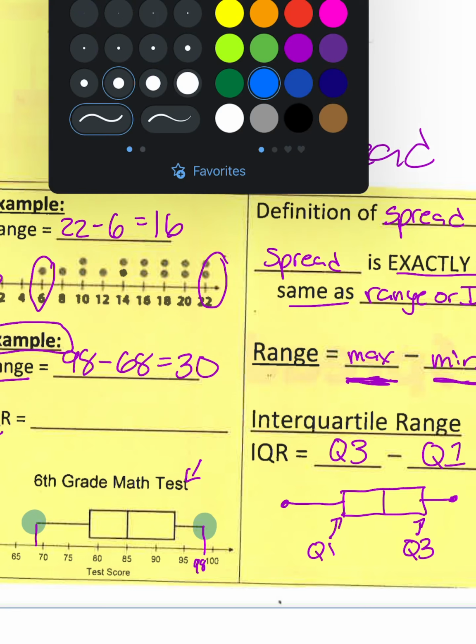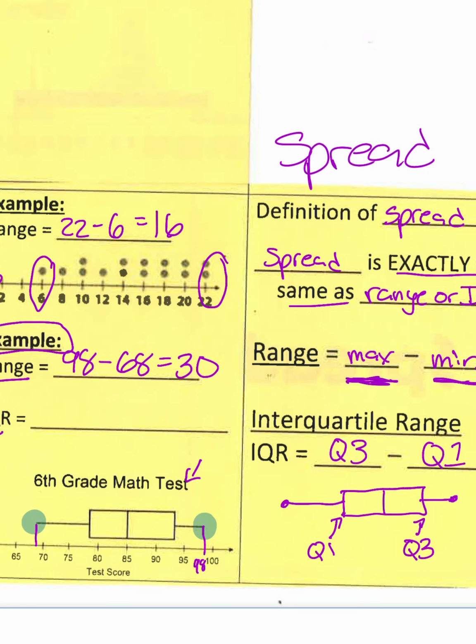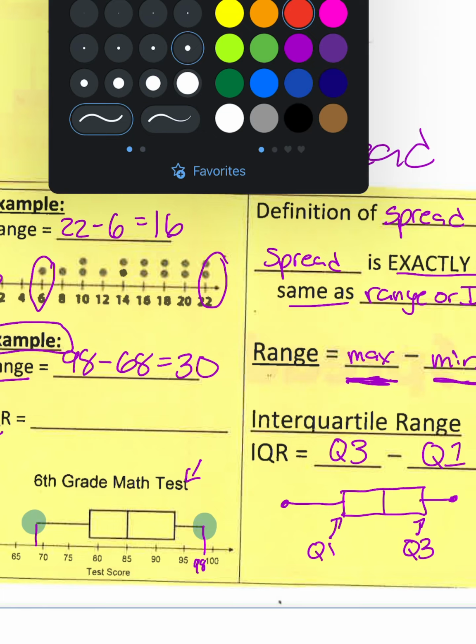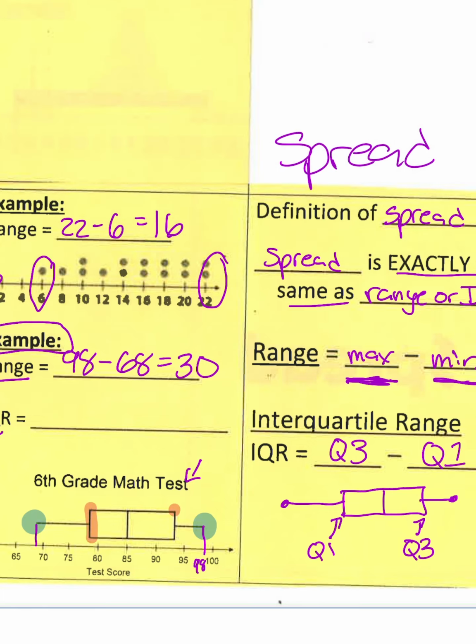Then the IQR, which I'll use red for, takes the Q1 and the Q3, which I'll match. So Q3, I would say, is probably about 94 minus the Q1, 79. 94 minus 79. 94 minus 79 is 15.